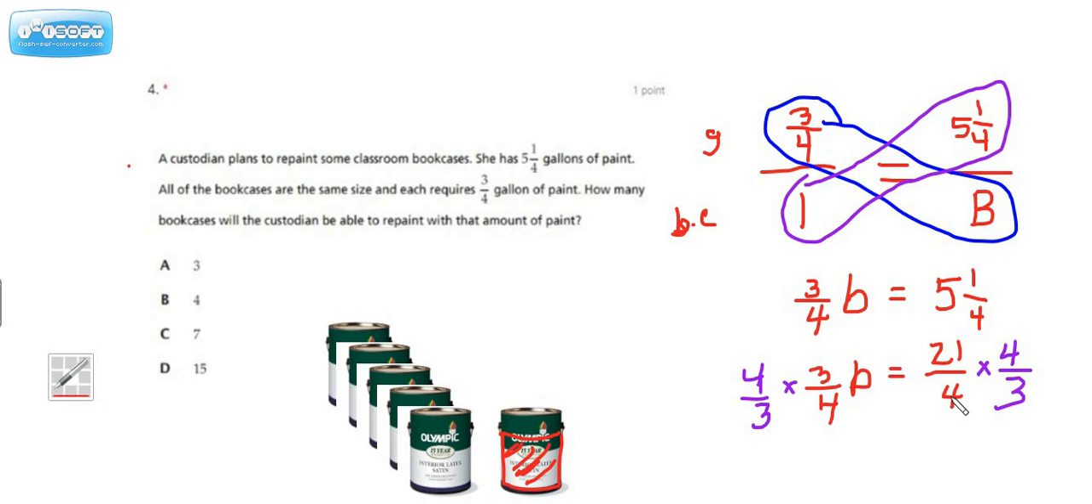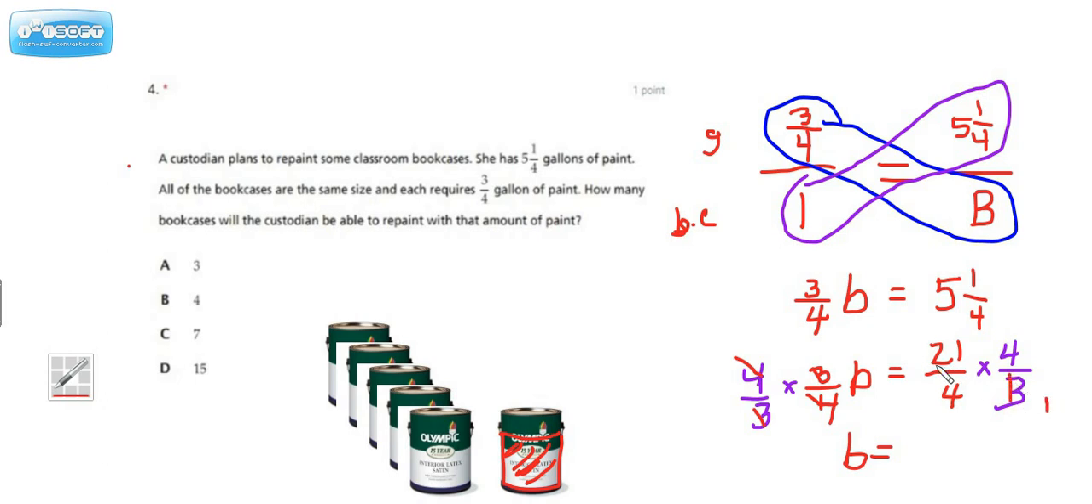Then you say to yourself, what's the opposite of multiplying by 3/4? The answer to that question is you divide by 3/4. What's the same as dividing by 3/4? It's multiplying by the reciprocal, which is 4/3. All of this cancels out. We're left with b. And all we have left to do is to just finish up our computation here.